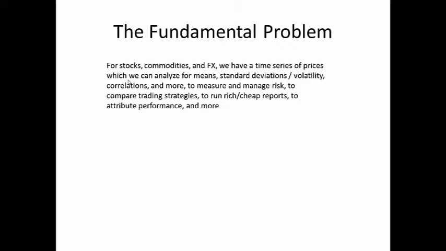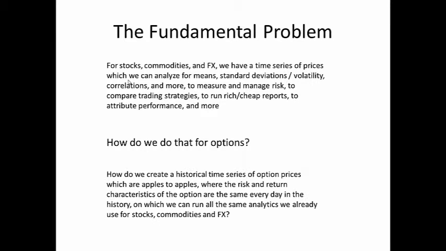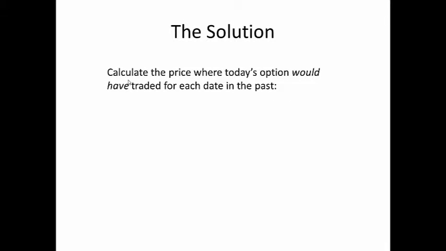The fundamental problem is, for stocks, commodities, and FX, we have a time series of prices which we can analyze for means, standard deviations and volatility, correlations, and more, to measure and manage risk, to compare trading strategies, to run rich-cheap reports, to attribute performance, and more. How do we do that for options? How do we create a historical time series of option prices which are apples to apples, where the risk and return characteristics of the option are the same every day in the history, on which we can run all the same analytics we already use for stocks, commodities, and FX?